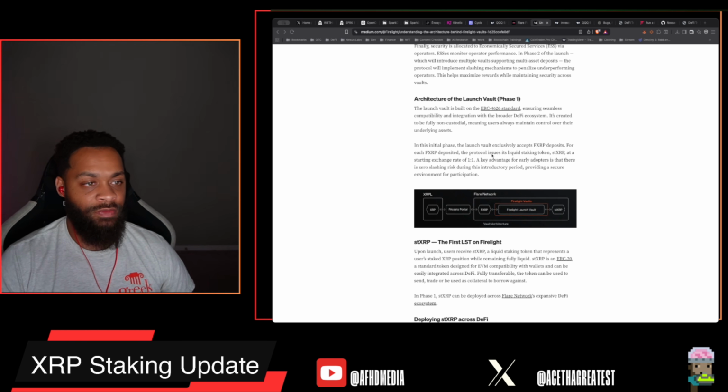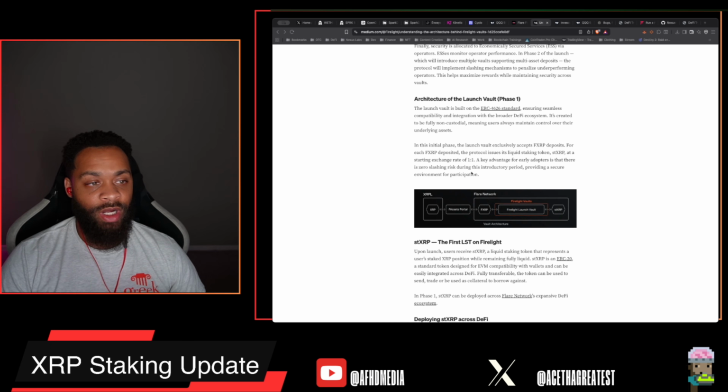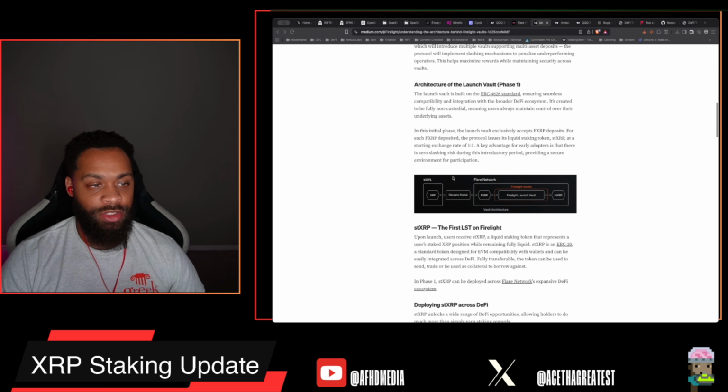For each FXRP deposited, the protocol issues its liquid staking token, which is staked XRP, at a starting exchange rate of 1-to-1. A key advantage for early adopters is that there is zero slashing risk during this introductory period, providing a secure environment for participation.